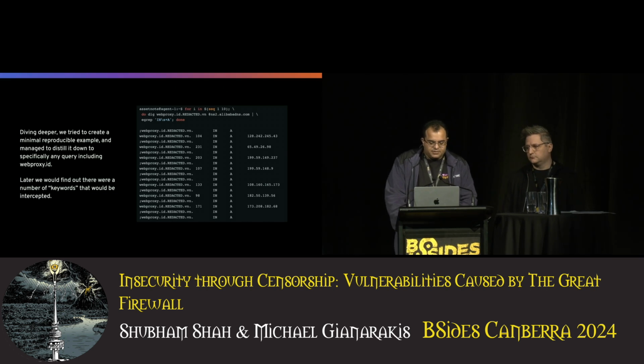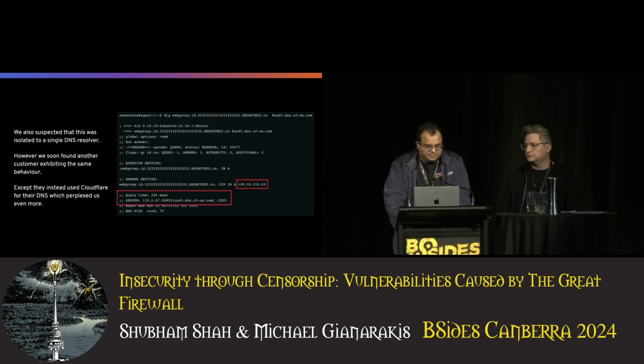And we started digging a bit deeper, trying to create a minimally reproducible example. We managed to distill it down to any DNS query specifically including the word webproxy.id. Later, we found out there's actually a really large list of keywords that leads to this DNS poisoning. But you can see here we're just doing the dig command with webproxy.id and the domain and pointing to ns2.alibabadns.com, and we're seeing that a lot of these records returned are seemingly poisoned in some respect.